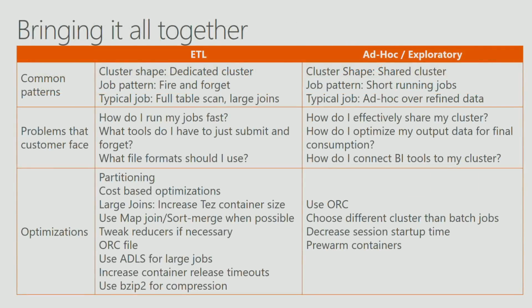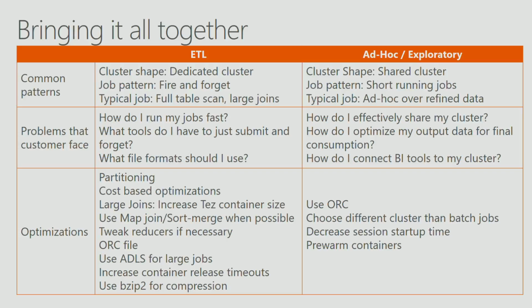Okay, so bringing it all together, I'm done with the list of optimizations. Now, here is the cheat sheet which you can take away. Depending on your scenario, you can decide what optimization to use. If you're using ETL, you should choose partitioning. You should turn on cost-based optimization, which is where you put the statistics on the table. You should increase the Tez container size if needed for large joins, because that will also increase the Java heap size. You should try to use map join or sort merge join. You should tweak the reducers when necessary. You should use ORC file. You should use Azure Data Lake Store. And you should use bzip2 for compression. So these are good for long-running jobs.